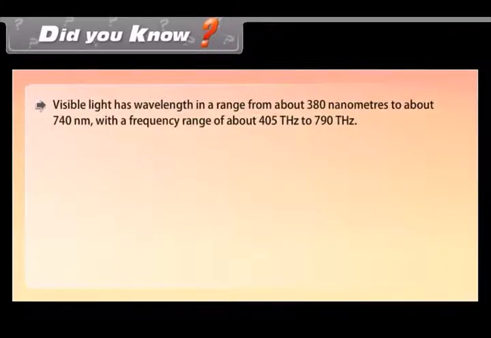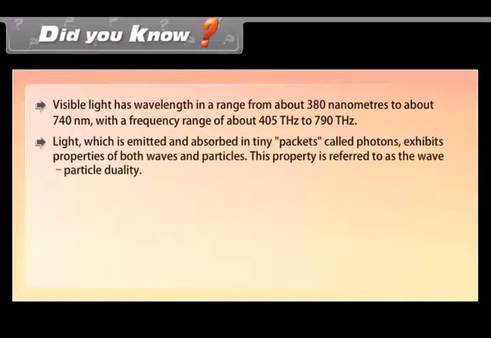Did you know, visible light has a wavelength in a range from about 380 nanometers to about 740 nanometers, with a frequency range of about 405 terahertz to 790 terahertz. Light is emitted and absorbed in tiny packets called photons and exhibits properties of both waves and particles. This property is referred to as the wave-particle duality.